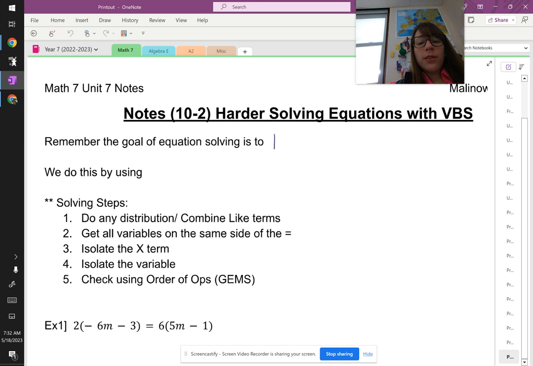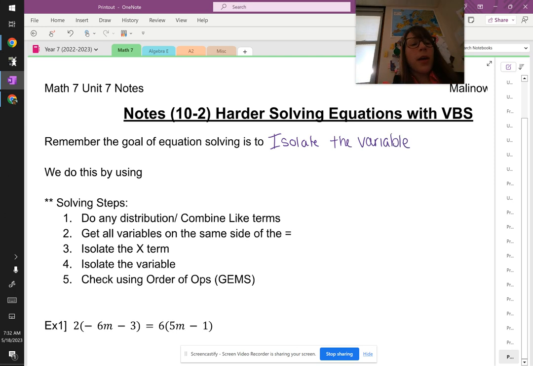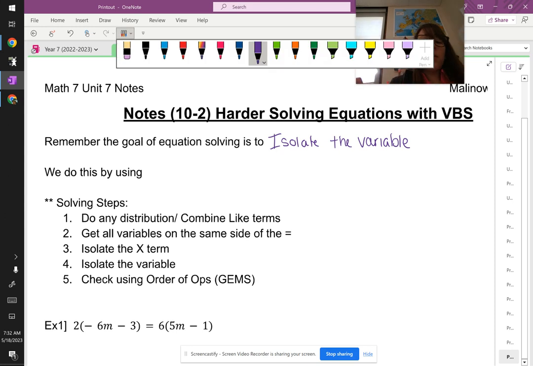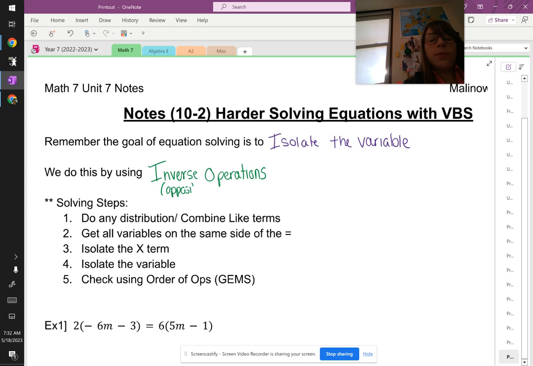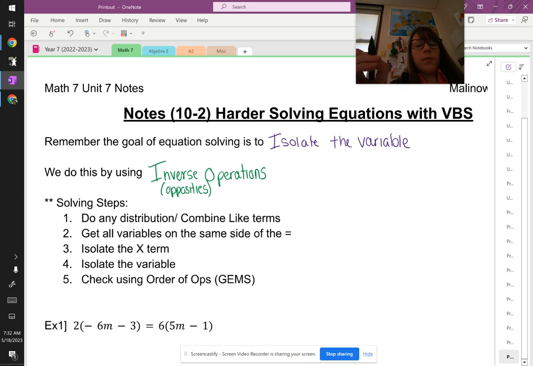So remember that the goal of equation solving is to isolate the variable, whatever that variable might be. Sometimes it'll be x, sometimes it'll be y, sometimes it could be a, b, c, d, I don't know. Who knows? All fun things. And we isolate that variable by using those inverse operations. Or maybe instead of inverse, you're thinking opposite operations. Same thing, different words. Yay, English.